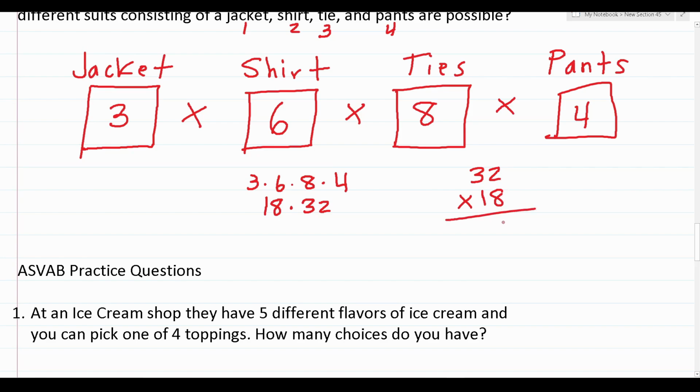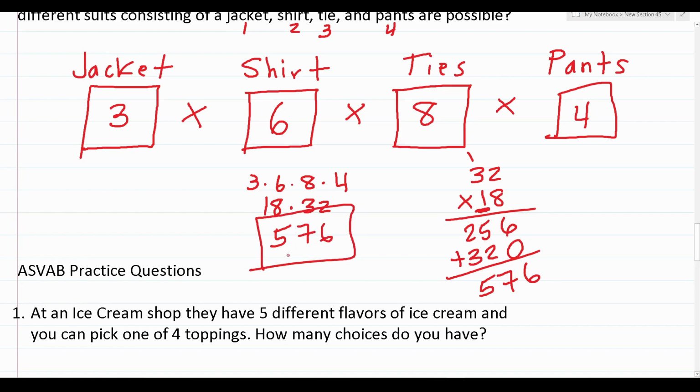2 times 8 is 16. Drop down a 6, carry a 1. 3 times 8 is 24, plus 1 is 25. Now that we're starting multiplication with this 1, we want to bring in a 0 placeholder. 1 times 2 is 2. 3 times 1 is 3. Let's add these together. 6 plus 0 is 6. 5 plus 2 is 7. And 3 plus 2 is 5. So we can see that 18 times 32 is 576, which means that there are 576 different types of suits that you can make given these options.